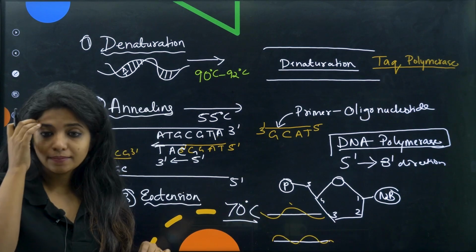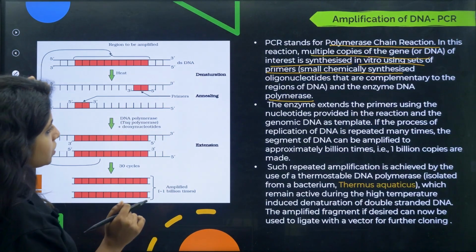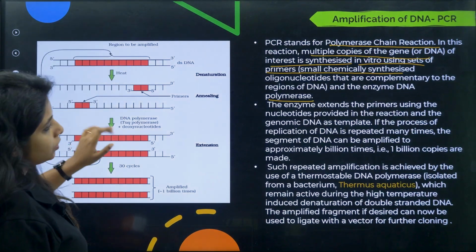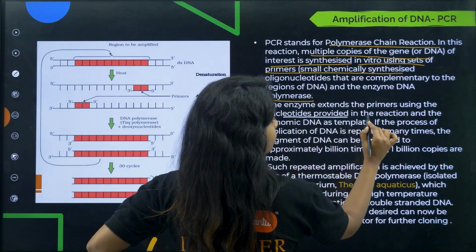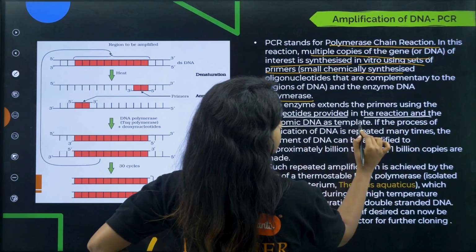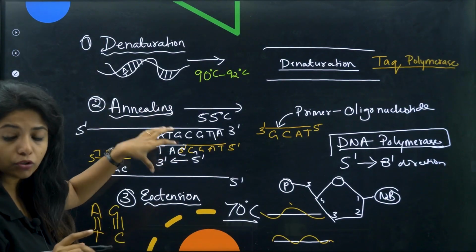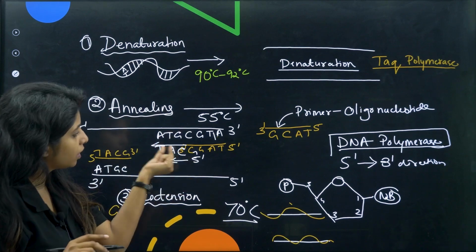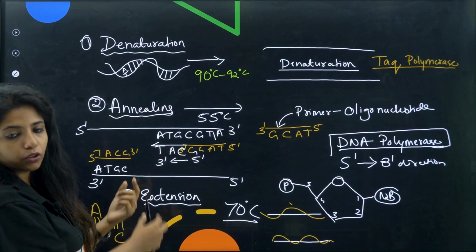Taq polymerase. Okay, we'll come to that, but before that we should be reading the NCERT. So the enzyme extends the primers using the nucleotides provided in the reaction and the genomic DNA as a template. One more thing I want to add is, where do you get the nucleotides from? These are also put in the mixture. The nucleotides coming in the extension are also there in the mixture, and they will just attach depending on the complementary base pair.